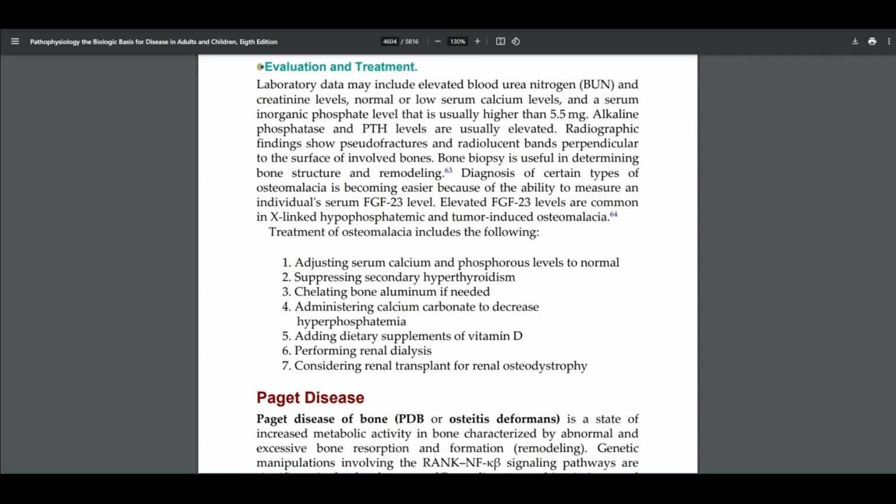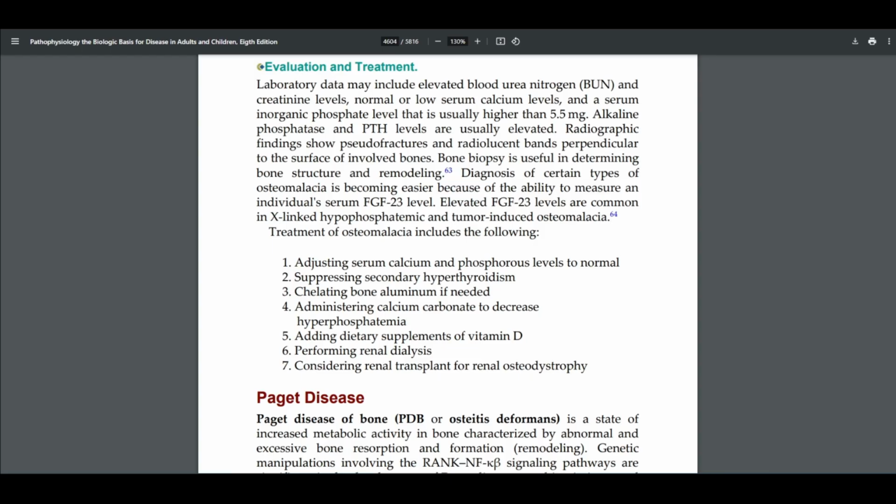So, our evaluation and treatment. Lab data may include elevated BUN, or blood urea nitrogen, and creatinine levels, normal or low serum calcium levels, and a serum inorganic phosphate level that is usually higher than 5.5. Alkaline phosphatase and PTH levels are usually elevated. Radiographic findings show pseudofractures and radiolucent bands perpendicular to the surface of involved bones. Bone biopsy is useful in determining bone structure and remodeling.